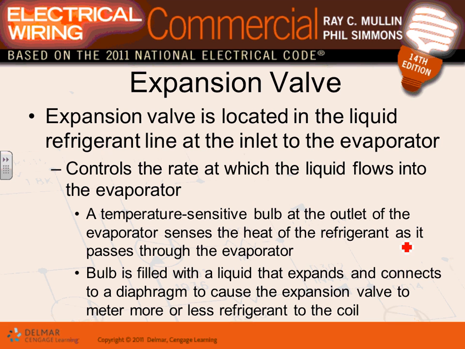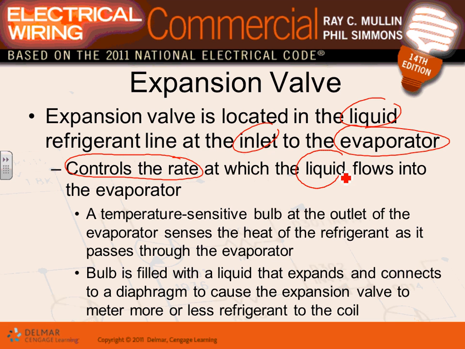Okay, expansion valve, guys. Expansion valve, located on the liquid line. It's the inlet for the liquid refrigerant line at the evaporator. It regulates, or controls, the flow of the liquid into the evaporator as part of the control process for this system. It controls the rate at which the liquid flows into the evaporator. You need to be able to control it to control the process.